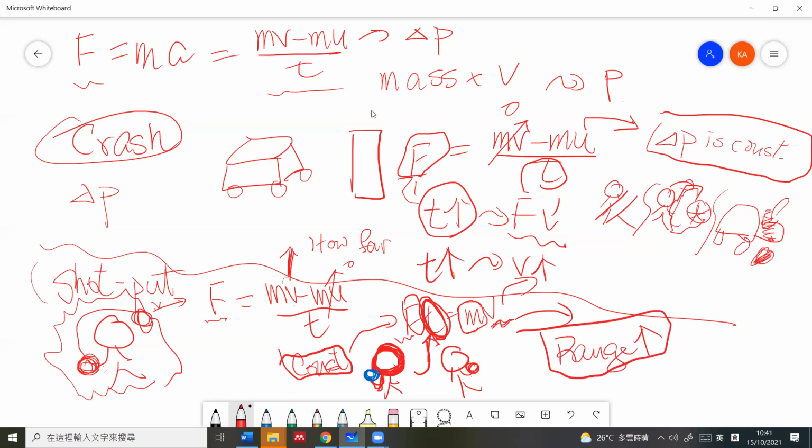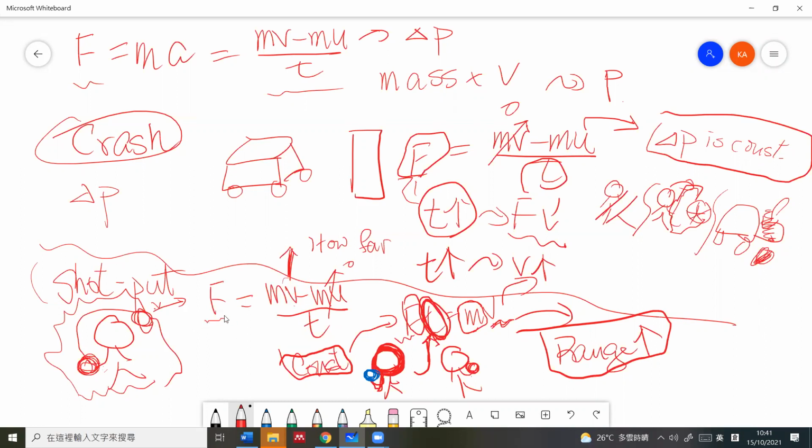Okay, so you can compare the first two cases. They have a similar concept, just different variables. For the first case, you want to lower the force, so you need a longer time. But in this case, the force is not a constant. The change in momentum, delta P, is a constant. For the second one, you want to increase the velocity. In this case, the force is constant.